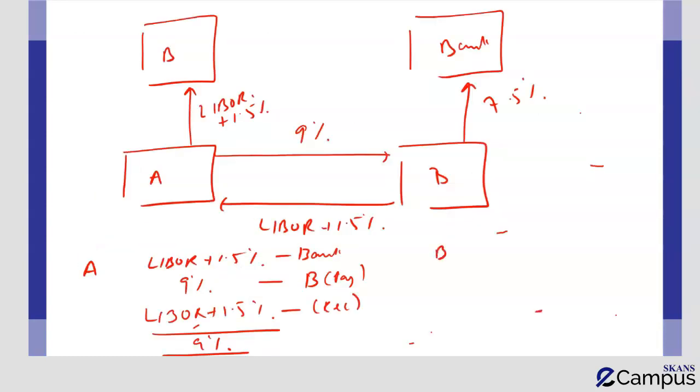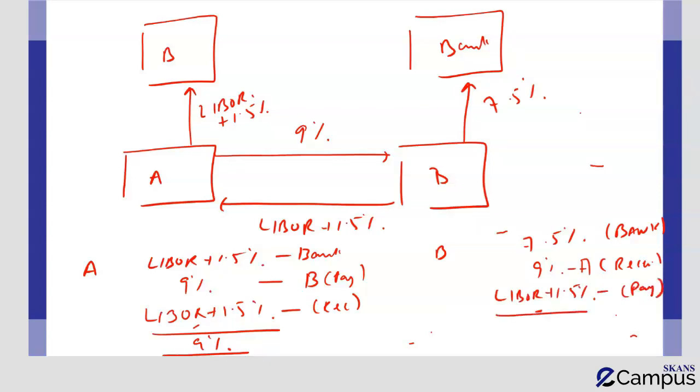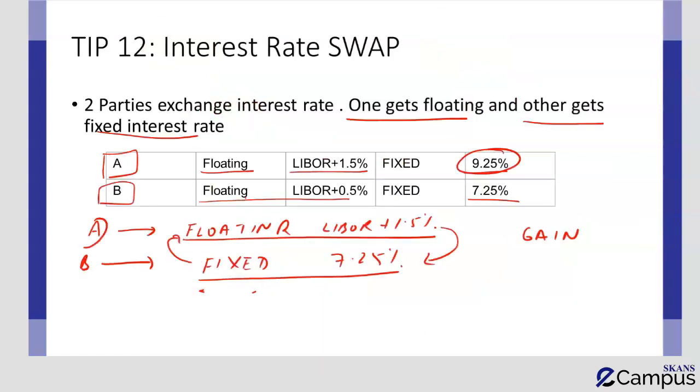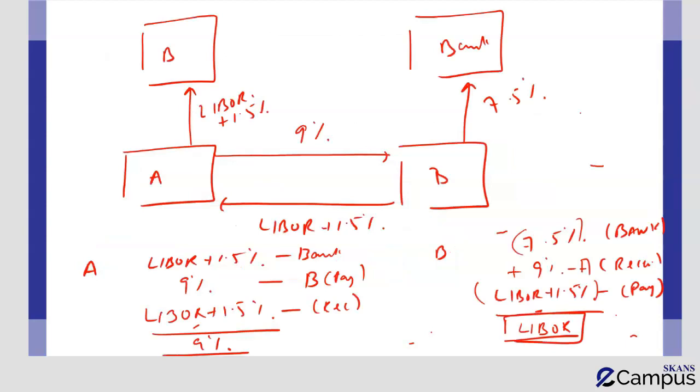Similarly, B would have to pay the bank 7.5%. B would receive from A 9% and pay LIBOR plus 1.5%. Now if you take the net total, B has to only pay LIBOR. These are two minuses and this is a plus, and if you add them up, it becomes LIBOR. If B himself had taken the floating, it would have gotten LIBOR plus 0.5%. But now it is getting LIBOR. So by doing the swap, B is benefiting by paying a lower interest rate.